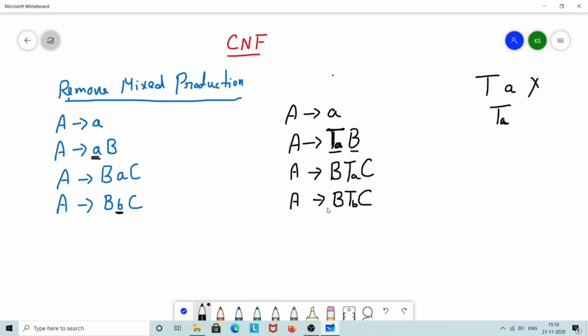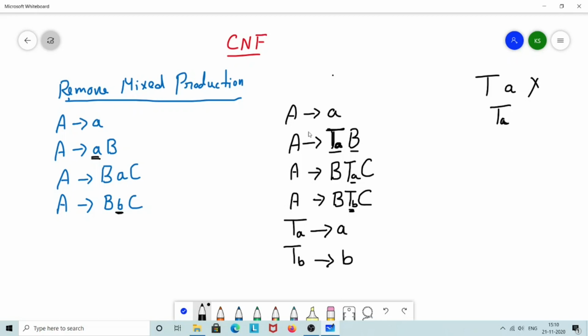Now there is no mixed production, but I need to write the definition for TA and TB, right? So what did I replace here? I replaced A with TA, right? So I have to write here a non-terminal TA is giving terminal A. Similarly, a non-terminal TB is giving terminal B.